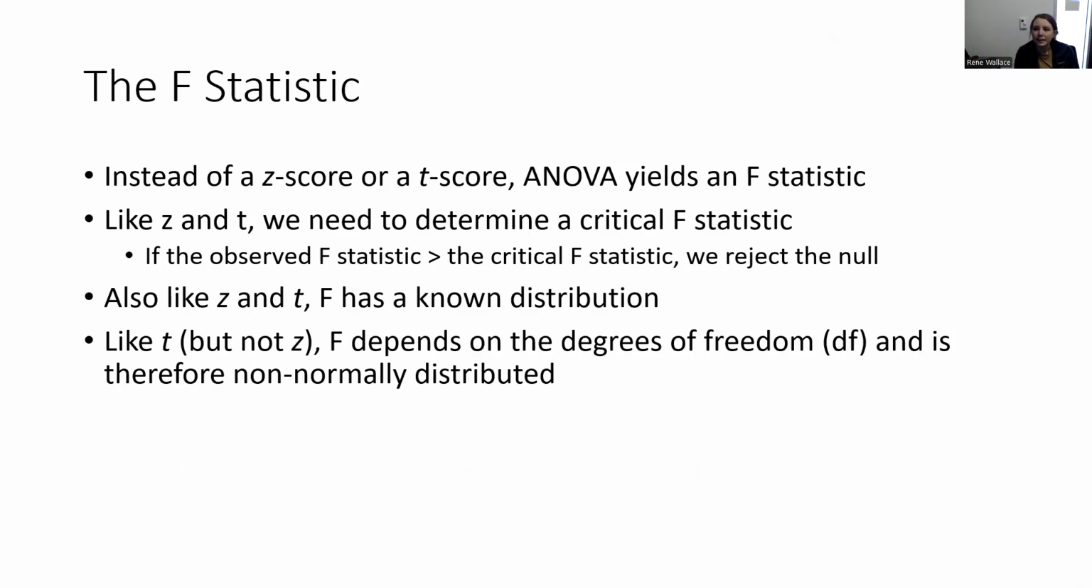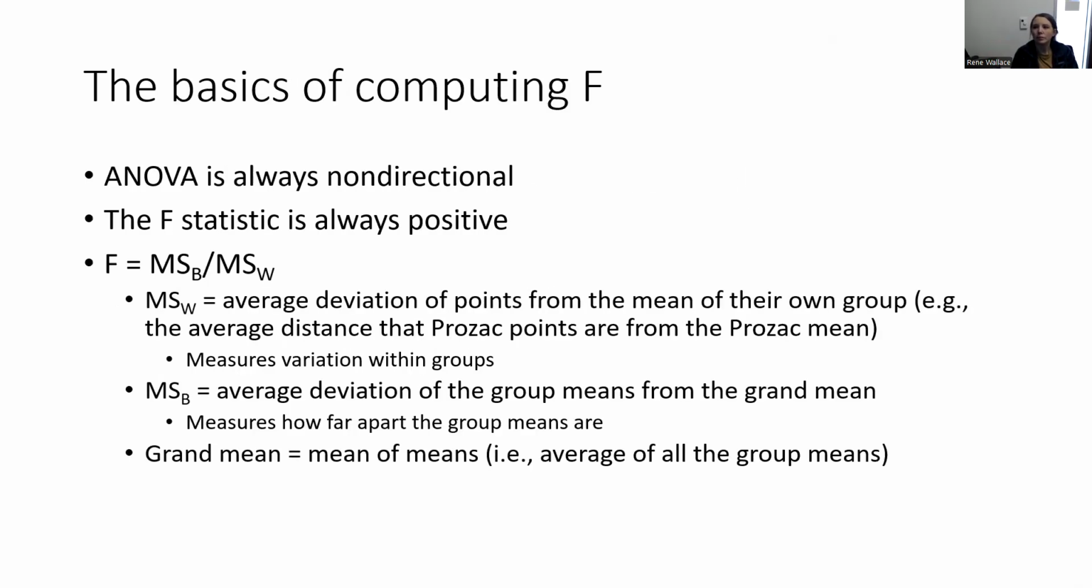So like Z and T, F has a known distribution. Like T, but not Z, F depends on degrees of freedom. So good thing you still know degrees of freedom, right? That's n minus 1. And so that means it's not normally distributed. ANOVA is always non-directional. We're not necessarily saying it's more or it's less. It's non-directional, but it is always positive. So there's no negative numbers for F-stats.